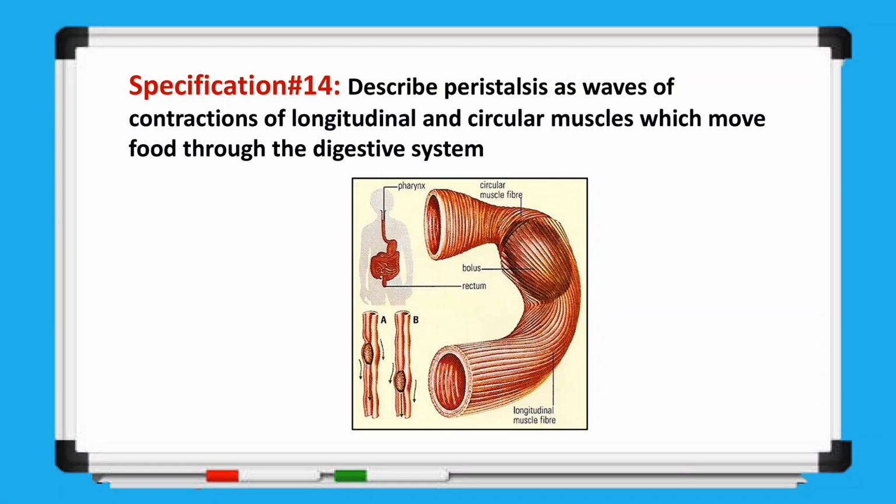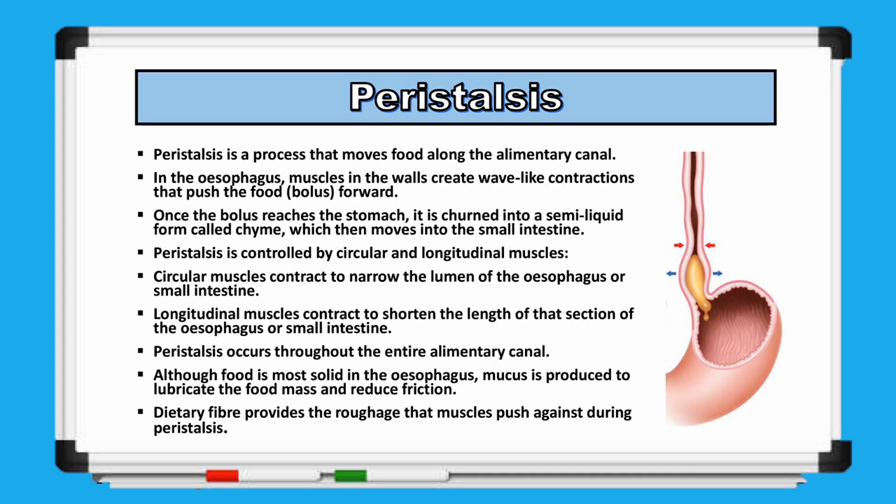Now, coming to the final specification, specification number 14. This one asks us to describe peristalsis. Peristalsis refers to the wave-like contractions of the circular and longitudinal muscles in the digestive tract. These coordinated contractions push the bolus of food forward, starting from the pharynx and continuing all the way through to the rectum. Peristalsis is the process that keeps food moving along the alimentary canal.